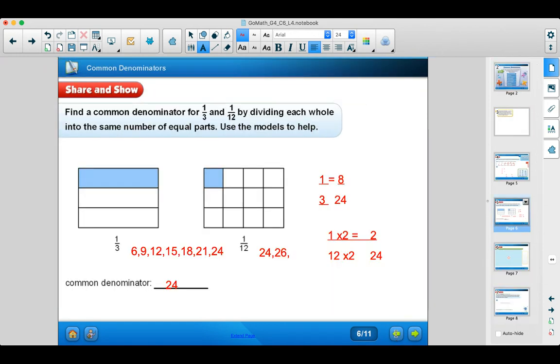Okay, boys and girls, on your own, see if you can complete page 347. Don't forget, first find your common denominator, your common multiples. First find your multiples, then list all the multiples until you come to a common multiple from each of the numbers. Please try to complete page 347.